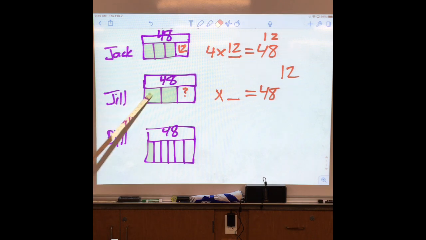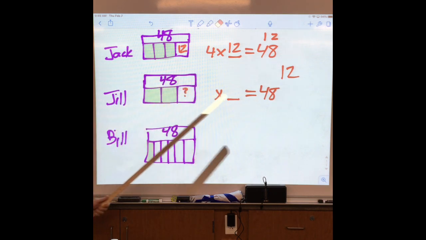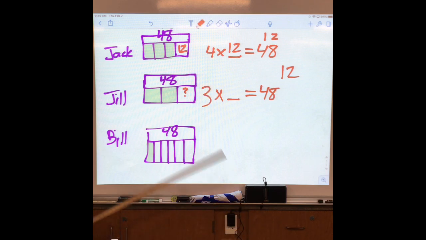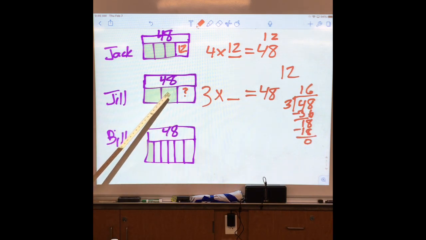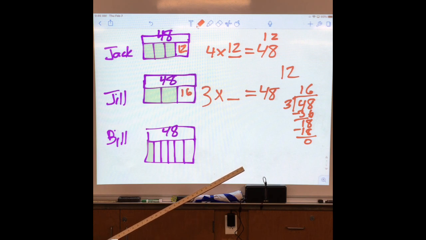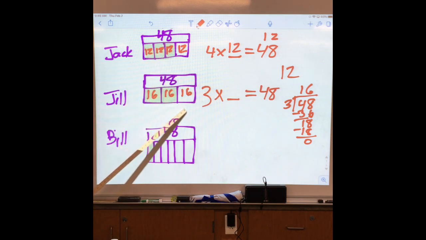Okay, Jill, we're going to look at hers. 48, that's what we have here. And she has how many boxes? 3. So 3 times what is going to be 48 for Jill? Well, if you don't know, you can always put the 48 inside the house and put the 3, and we can say 18, and we got 0. So how much is in each one of Jill's boxes? That's right, 16. Good work. You guys are getting the hang of this. I like it. So actually, it would be 16 on all of them, right? And it's okay if we want to fill these in. I think it's kind of helpful.